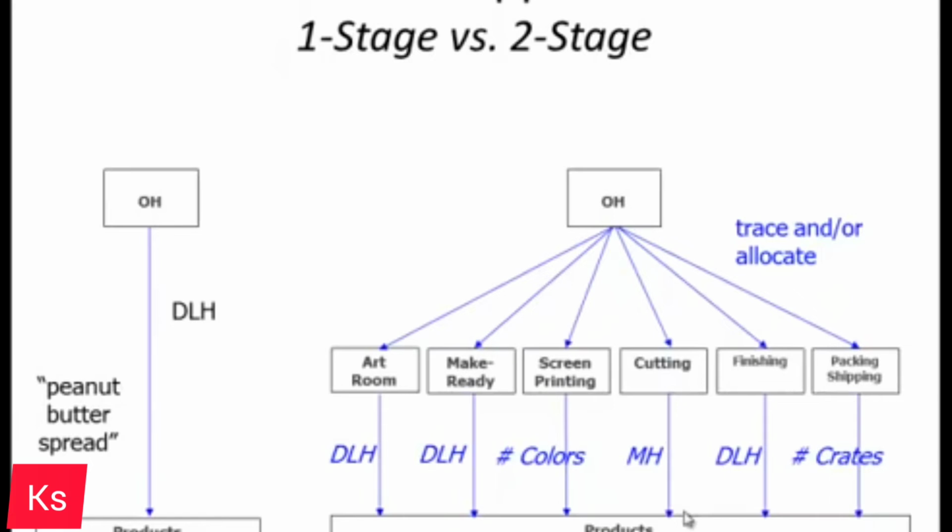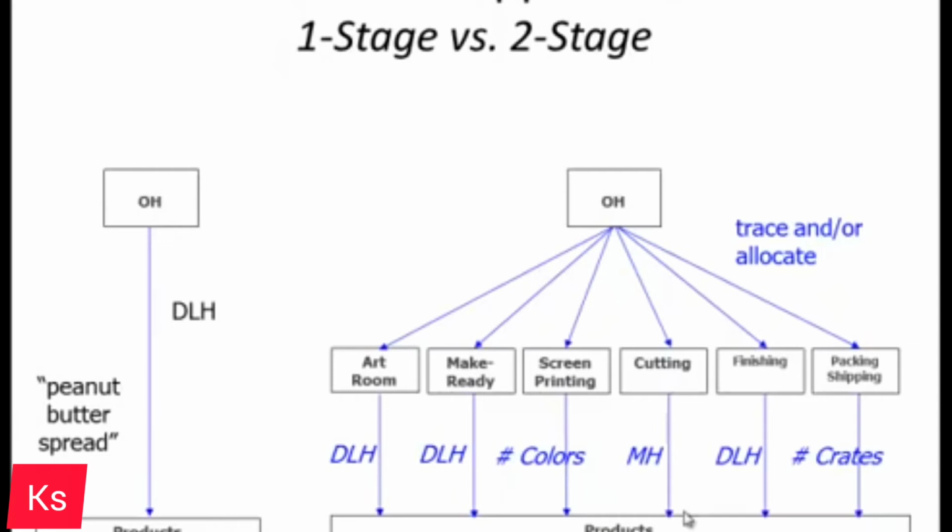So the process of computing an overhead rate and then using that overhead rate to allocate overhead to individual products through the year, we would actually be doing that 6 times for every single product. Every single product would be allocated overhead from 6 different departments. Now, one of the benefits of doing that is that we can use a different allocation base for each of these departments. We can use an allocation base that makes sense for that department.